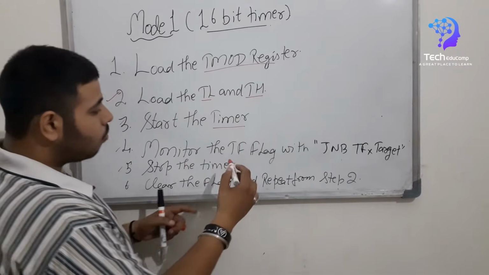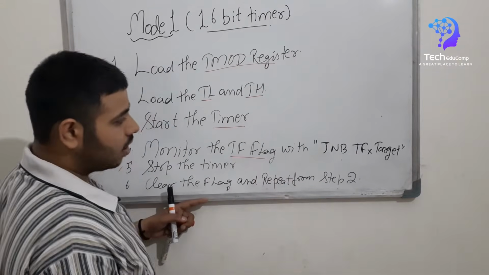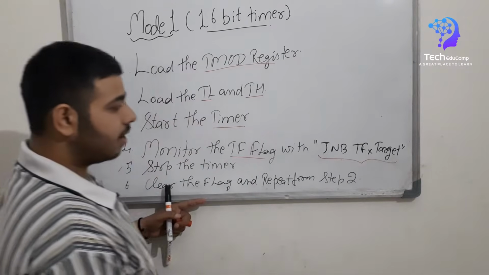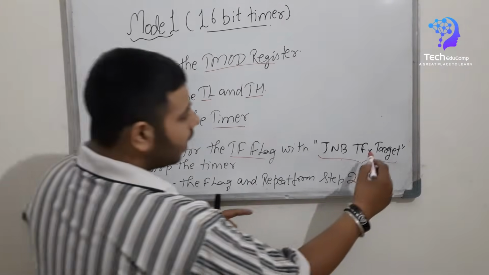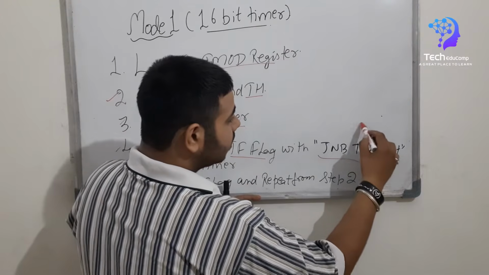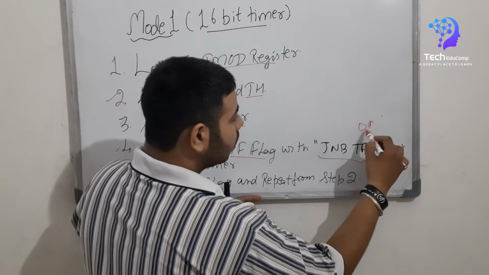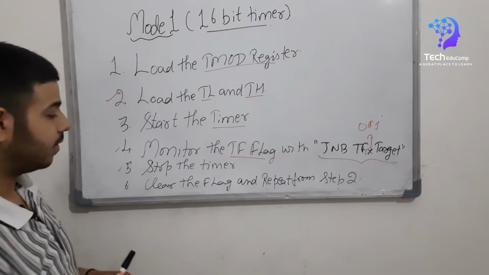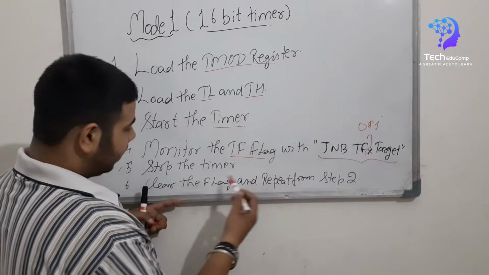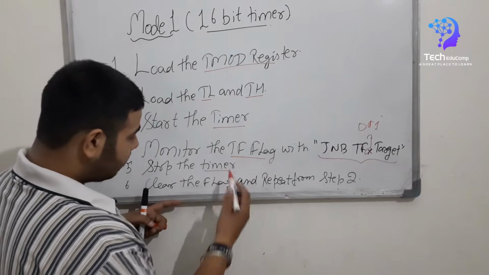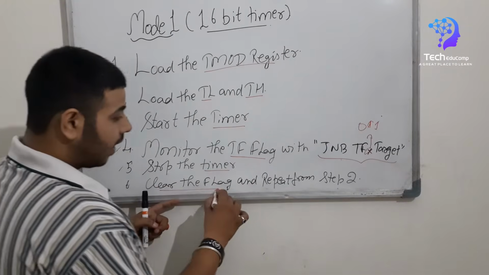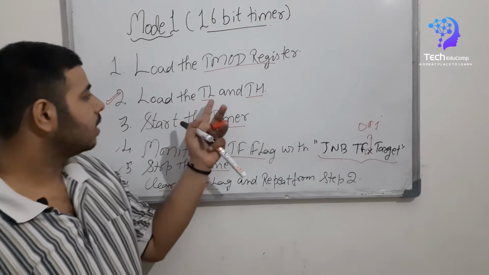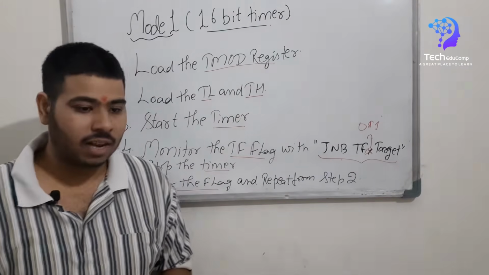Then we have to monitor the TF flag using the instruction JNB TFX, target. Here X is the same, whether it is timer 0 or timer 1. After that, when the TF flag is raised, we have to stop the timer. Then we have to clear the flag, and repeat from step number 2, that is, again load TL and TH with their initial values.